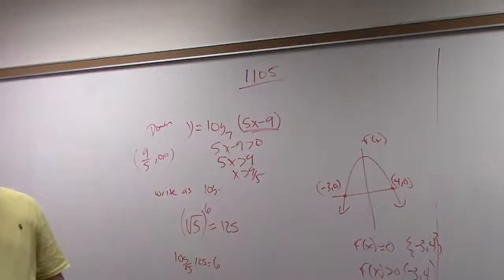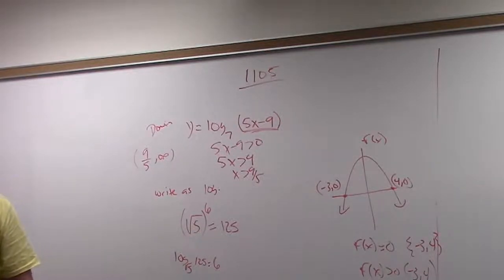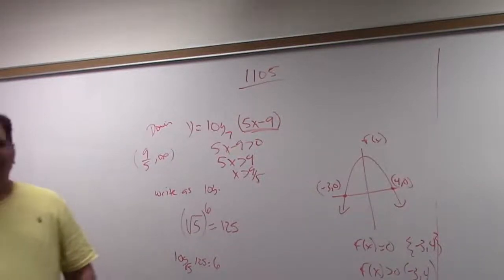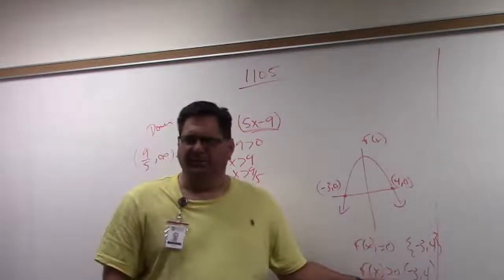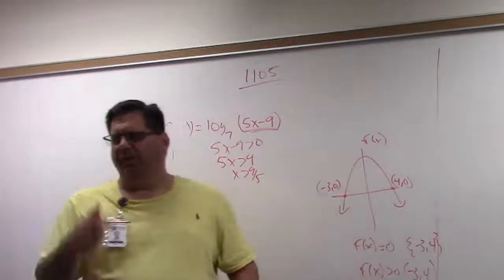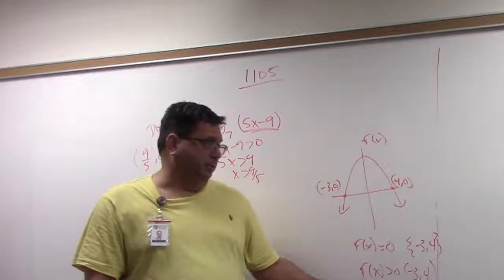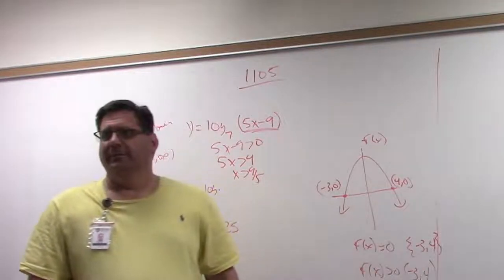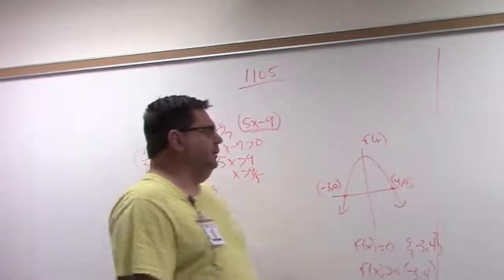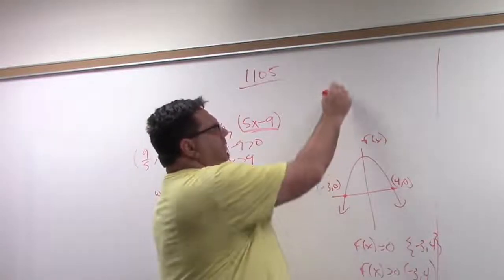For the second one, when f of x is greater than 0, I had -3 and 4, but I didn't know whether to write it as an ordered pair. It's interval notation in this case. I didn't put anything around it because I didn't want you to think that it's a point. So I didn't want to give you the answer.